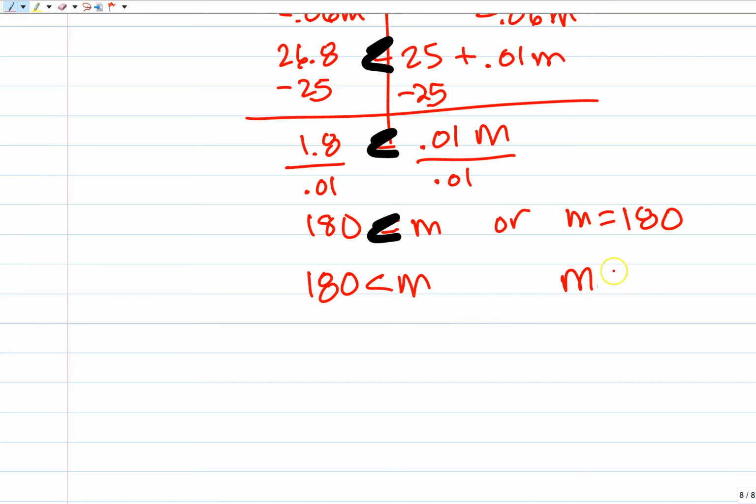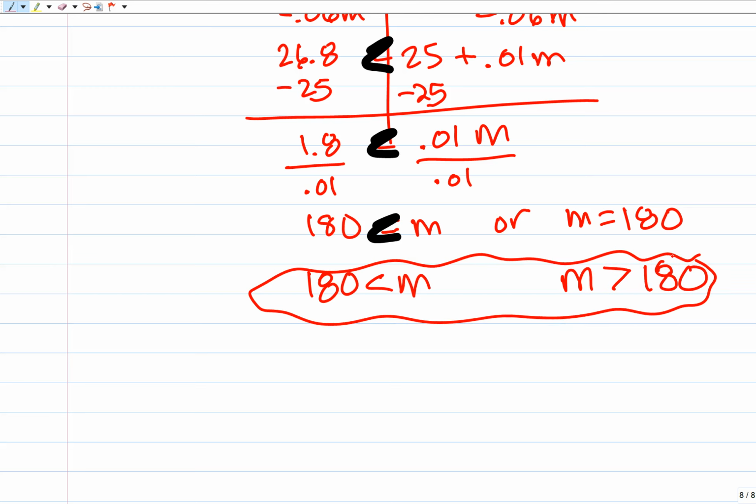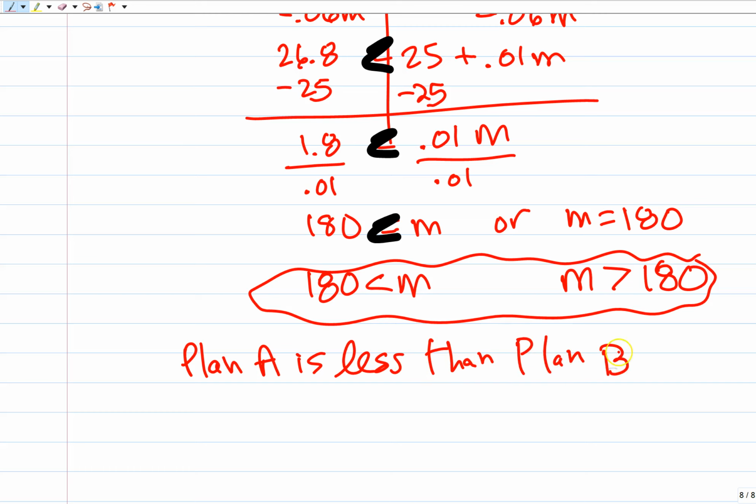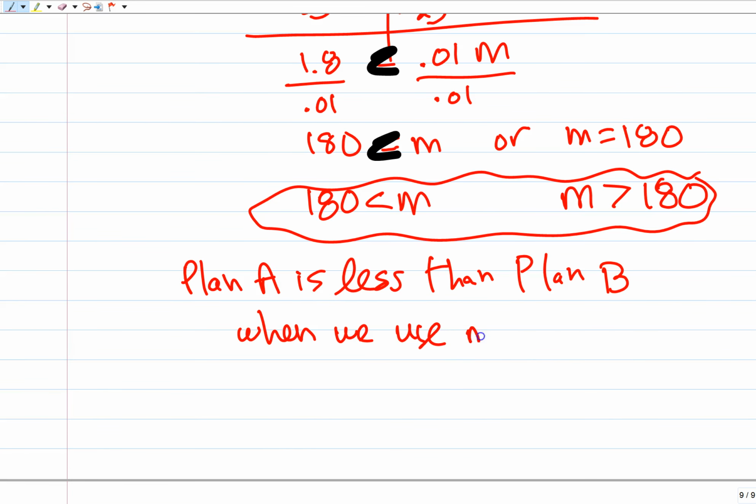Or when M is greater than 180. Both of these say the same thing. What you would have to do, I think in the homework they do this, is actually choose or write the one that says plan A is less than plan B when we use more than 180 minutes.